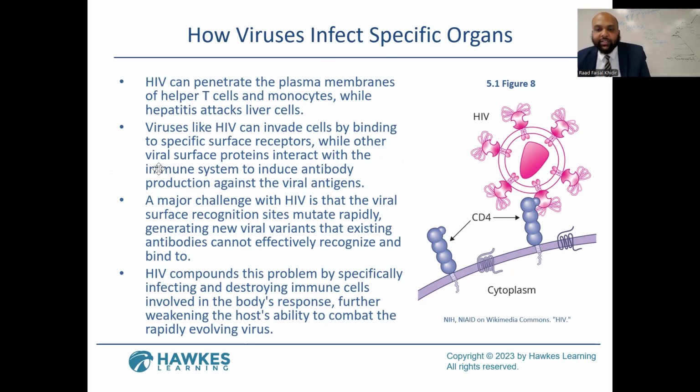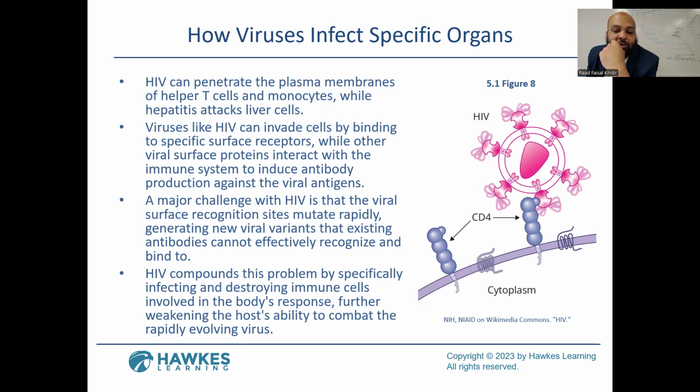So viruses like HIV can invade cells by binding to specific surface receptors, while other viral surface proteins interact with the immune system to induce antibody production against the viral antigen. A major challenge with HIV is that the viral surface recognition sites mutate rapidly, generating new viral variants that existing antibodies cannot effectively recognize and bind to.